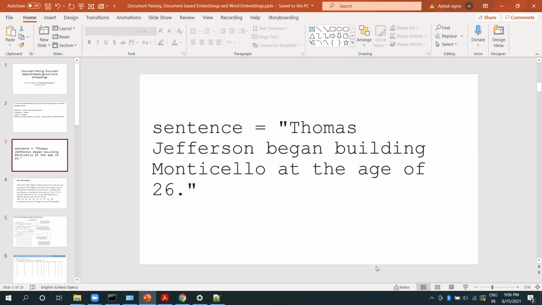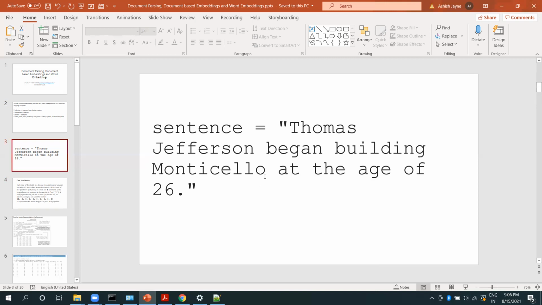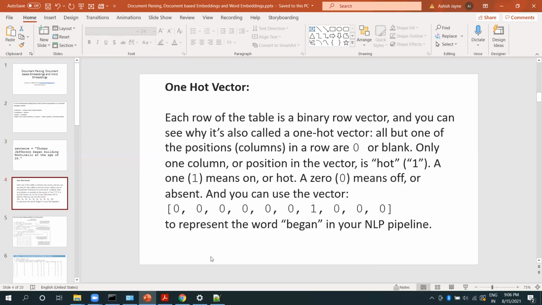Now, let's suppose this is a sentence given to us: Thomas Jefferson began building Monticello at the age of 26. I have presented this sentence here because we're going to be using it in the following slides. Now, this slide talks about the one hot vector.